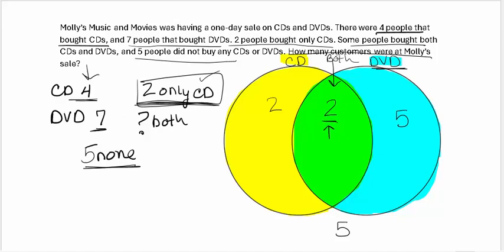So now let's look back. What is the question? How many customers were at the sale? 5, 10, 11, 12, 13, 14. So there's 14 customers.